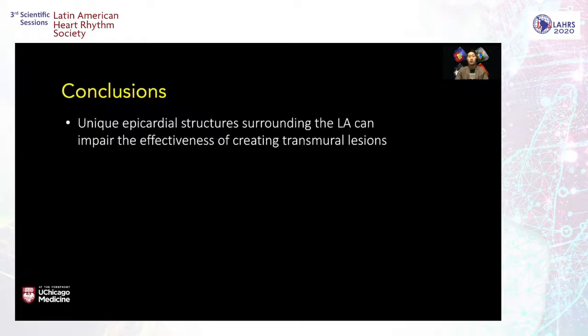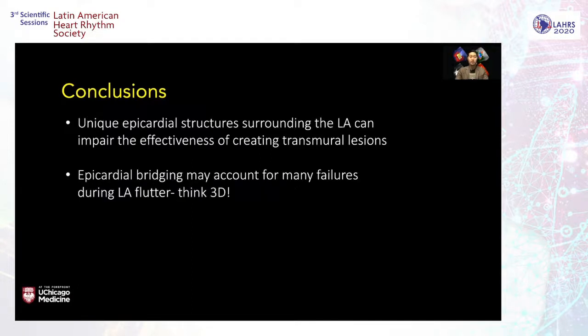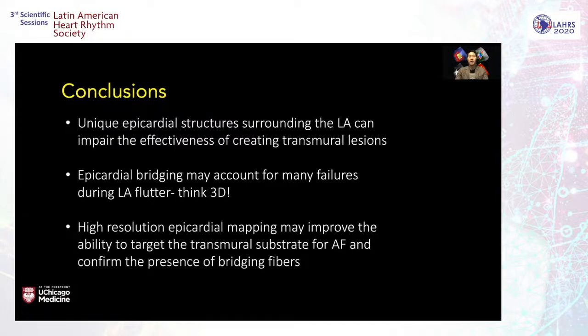So in conclusion, ladies and gentlemen, there are unique epicardial structures, but they are reproducible because anatomy is reproducible. And these really serve as barriers to creating transmural lesions. Think about epicardial bridging. Think about left atrial flutter in 3 dimensions. And high resolution has given us the ability to target some of these areas, knowing where the bridges are jumping out and where they're jumping back in. And in some cases that have multiple repeats, when someone has 3 or 4 prior ablations, we typically go epicardially at University of Chicago. Thank you very much for your attention and the kind invitation.